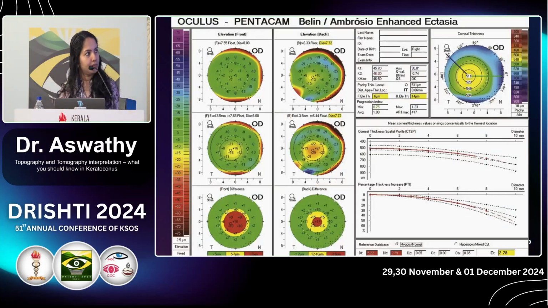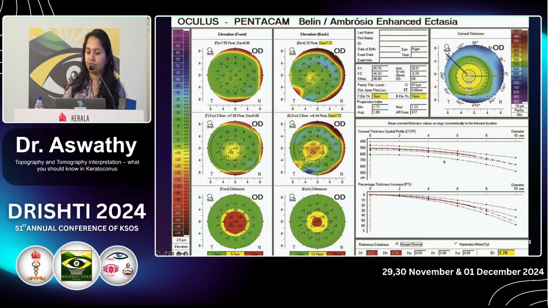Now in this image, you can see that the upper two are with reference to the best fit sphere. The middle two images are in reference to the enhanced reference surface, and the lower two images are the difference map. That is the difference between the elevation map using an enhanced reference surface and a best fit sphere, and the differences are very much enlightened here. When the difference between the two is more than 7 microns, it is presented in red. When it is between 5 to 7 microns, it is yellow, and less than 5 microns, it is represented in green. You also have a corneal thickness map represented here and a corneal thickness spatial profile here.